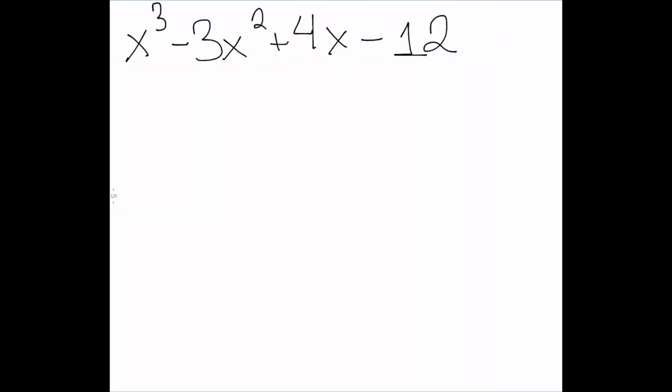My next one, x cubed minus 3x squared plus 4x minus 12. You may notice that all of these terms have nothing in common. There's nothing that every single term shares. So instead, we're going to use a different method called factoring by grouping.